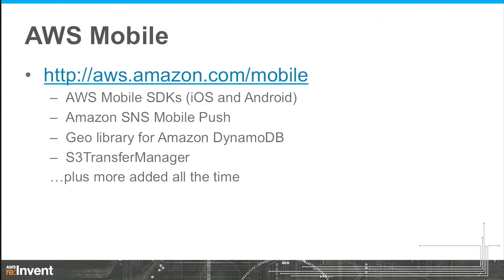So the best place to get started with the AWS Mobile platform is our Mobile Development Center, which is aws.amazon.com/mobile. From there, you'll find links to our AWS Mobile SDKs, the Amazon SNS Mobile Push documentation, our Geo library for Amazon DynamoDB, our S3 Transfer Manager, and we're constantly adding new features and solutions all the time.